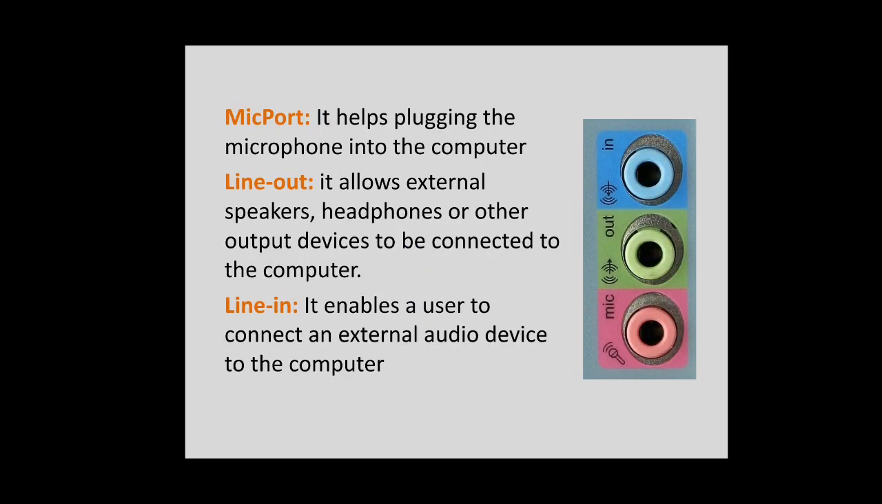Now, a few more important ports like mic port, line out and line in. Mic port helps to plug the microphone into the computer. Next, line out allows external speakers, headphones or other output devices to be connected to the computer. And line in enables the user to connect an external audio device to the computer. So these three colored ports are generally available in the CPU.